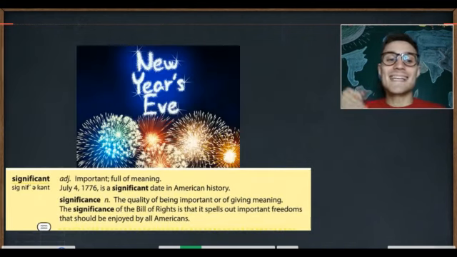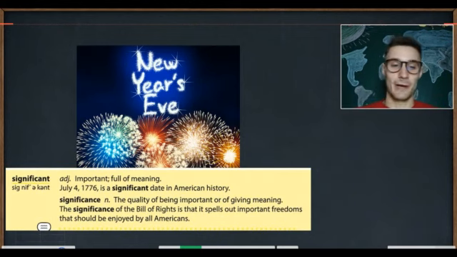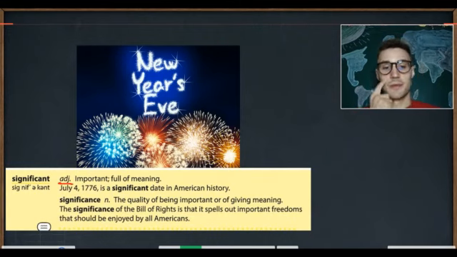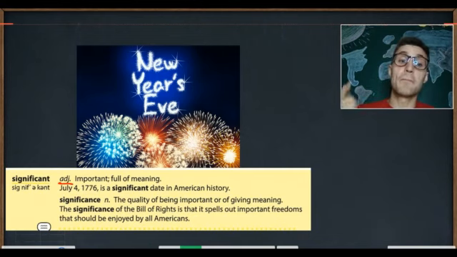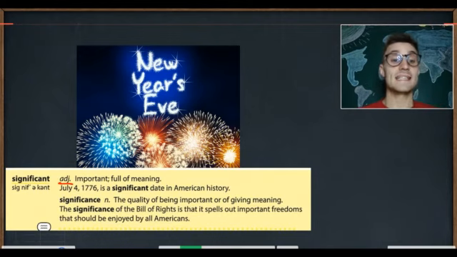Next, it's significant. Here we go. Significant has an adjective meaning. We use the word significant to describe things which are important, full of meaning. July 4, 1776 is a significant date in American history. A very significant date. A date that is very important.